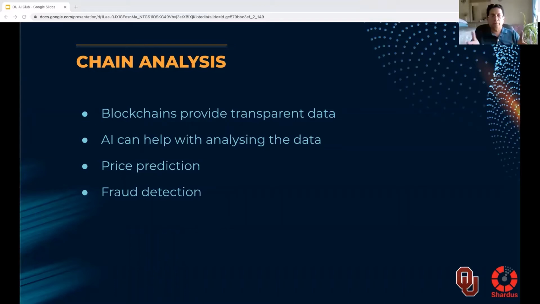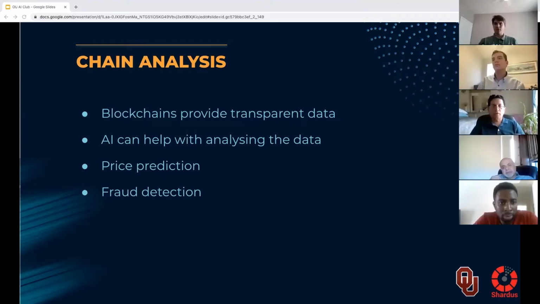One area is what's referred to as chain analysis. Blockchains provide a lot of immutable data that's transparent. All these public blockchains like Bitcoin, Ethereum, and so forth, you can download their complete ledger and you have massive amounts of data. And of course, making sense of that data is not an easy task. That's what AI is really good at doing, helping us analyze data and find patterns in that data.